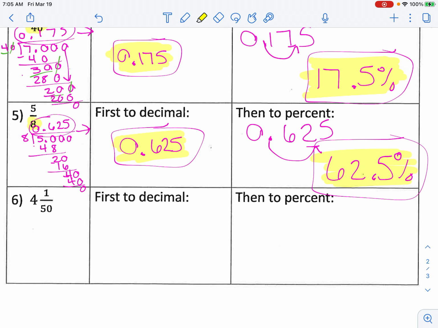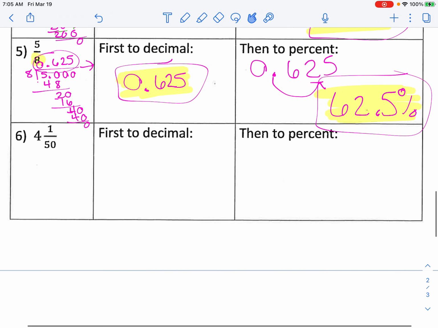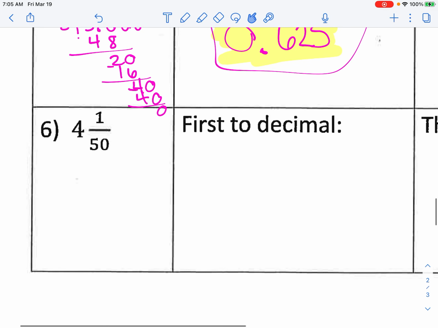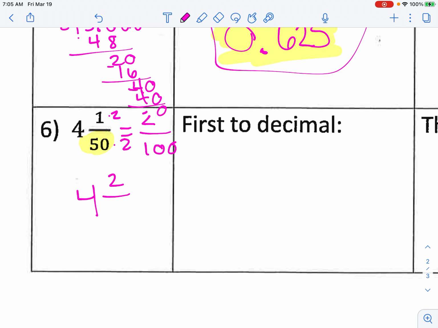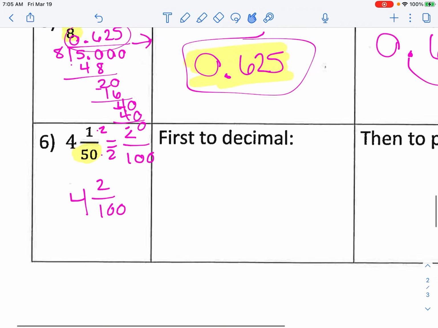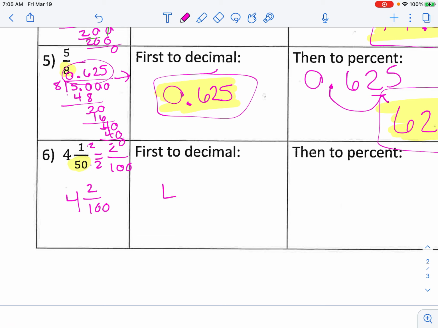All right, last one. Yay, we have a denominator that is a factor of 100. So this one's going to be super easy. We're going to get that denominator to be a 100. So 50 times 2 and 1 times 2. So that equals 4 and 2 hundredths. Remember, this is the tenths place, this is the hundredths place, so that 2 has to be sitting in the hundredths place.